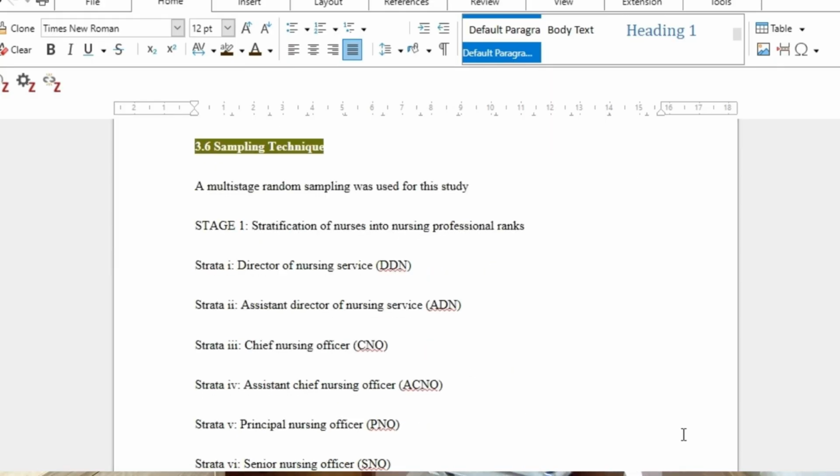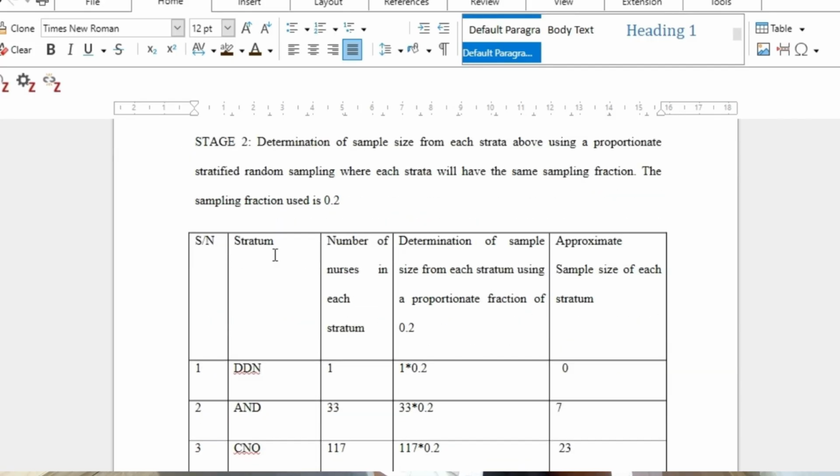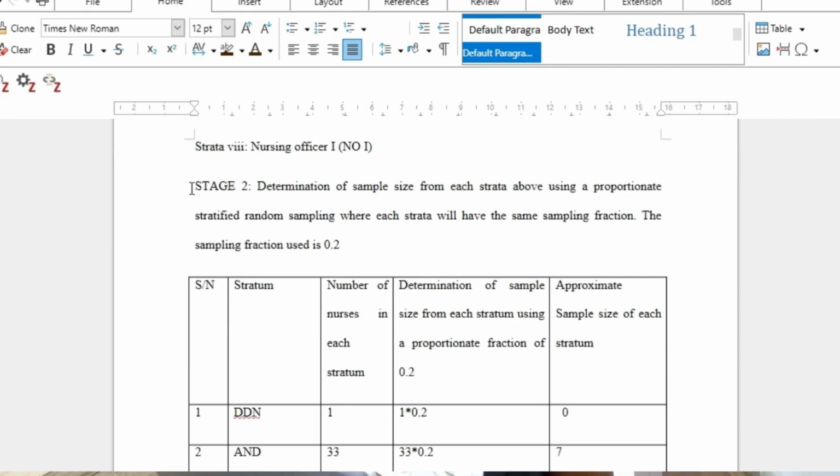Now I'm going to read you what I wrote in my sampling technique section. I wrote that a multi-stage random sampling was used. Stage 1 is that I stratified nurses into nursing professional rank. And stage 2 is the determination of sample size from each stratum using a proportionate stratified sampling where each stratum will have the same sampling fraction of 0.2.